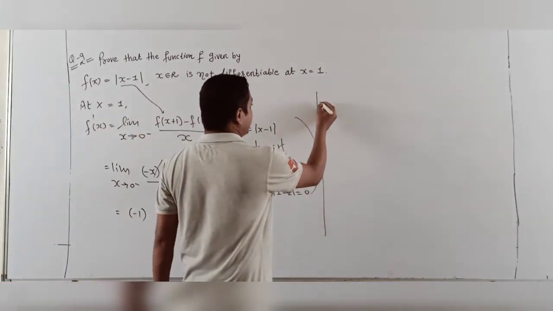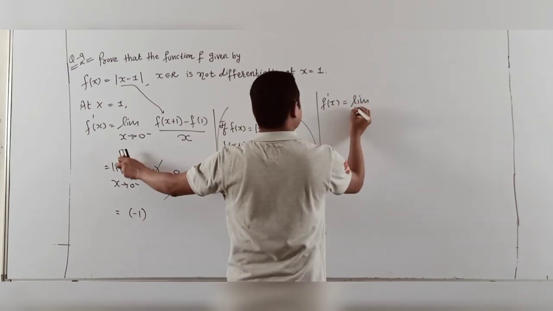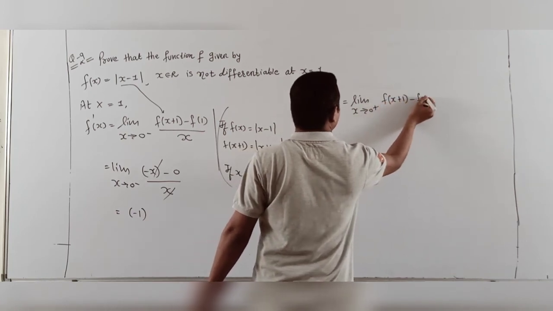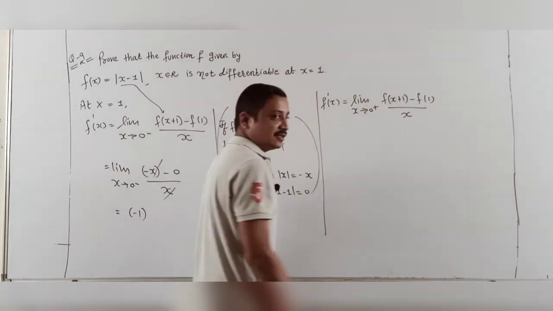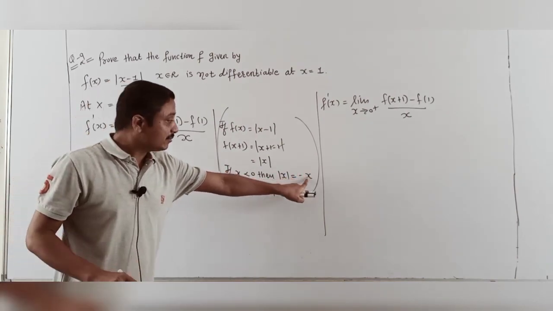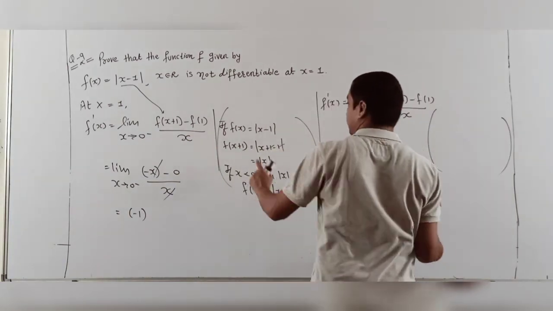So continue, f dash x, limit, same formula students. x tends to 0 positive. f of x plus 1 minus f(1) upon x. Only this changes. According to negative, here I wrote minus x. Now I show plus x. So here, written students, same applying.